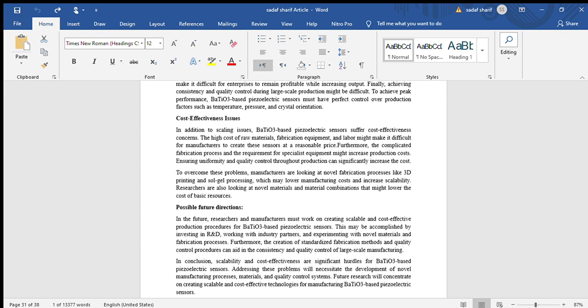How can we overcome this problem? To overcome these problems, manufacturers are looking at novel fabrication processes like 3D printing or sol-gel processing, which may lower the manufacturing cost and increase scalability. Researchers are looking at novel materials and material combinations that might lower the cost of basic resources.